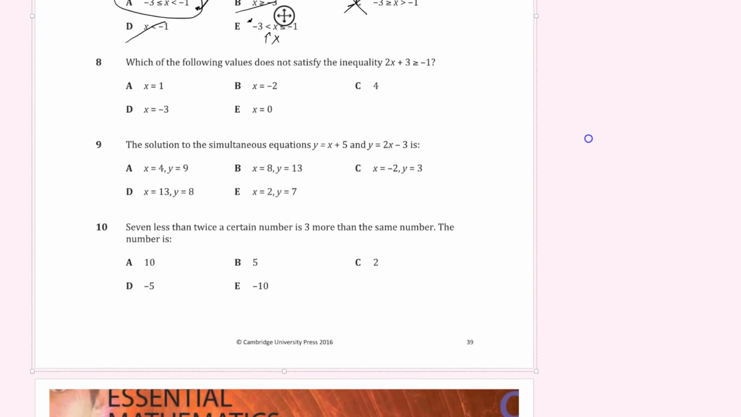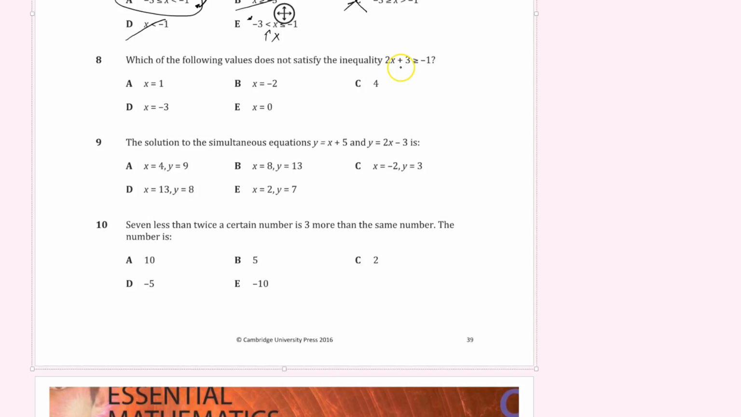3 to go. Which of the following values does not satisfy the inequality? So 2x plus 3 is greater than or equal to -1. You can go ahead and solve this. So I'm going to subtract 3 from each side. So that would be 2x is greater than or equal to -4. Then divide by 2. x is greater than or equal to -2. Are there any examples where x is not greater than or equal to -2? That one right there, D. So that's the one we want.